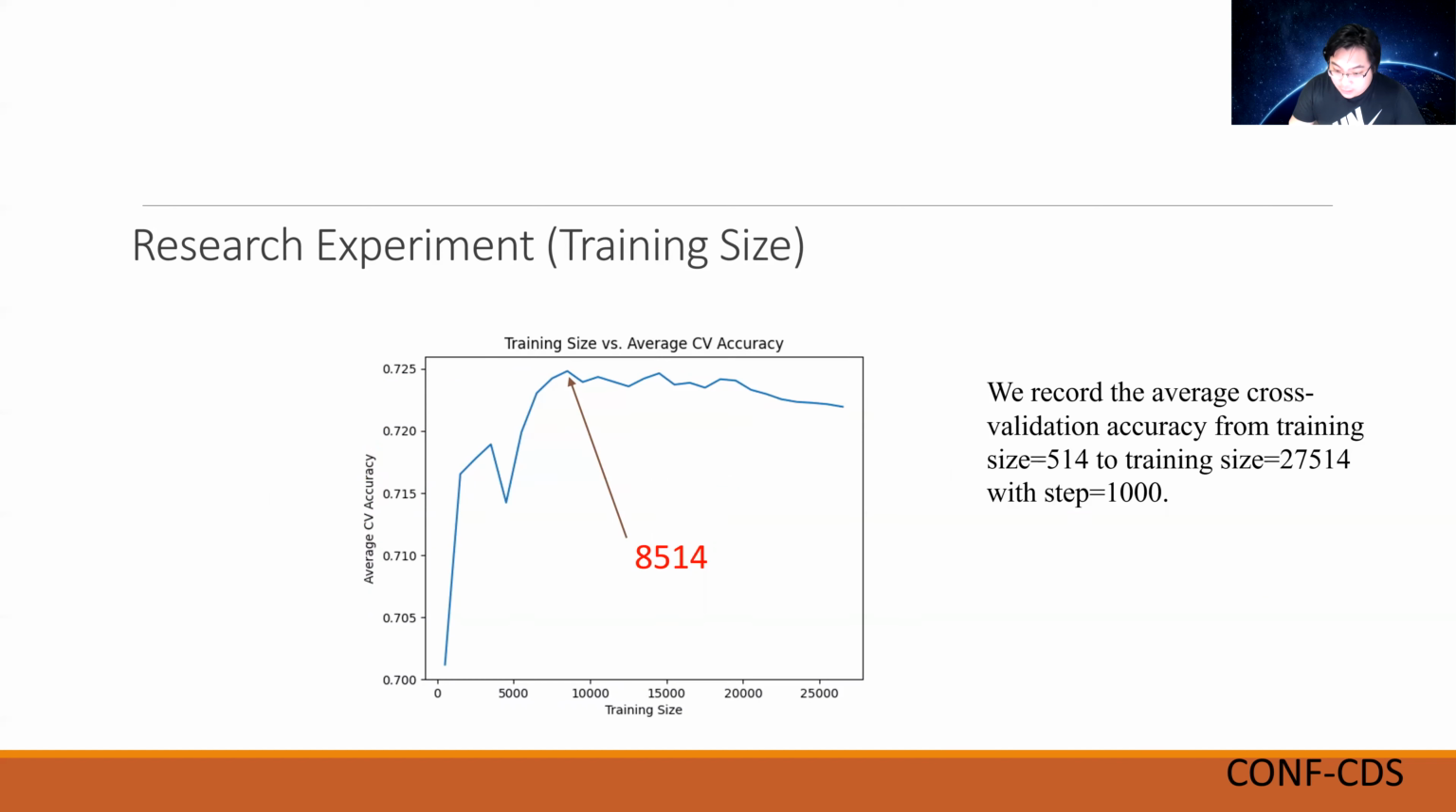For the training size, we record the average cross-validation accuracy with a step of 1000, and we can see that the max average accuracy appears when the training size equals 8,514, and then starts to decrease. One potential explanation is that it is the result of overfitting because our data is relatively small, and our data set also contains misleading or contradicted information that we did not clean out.